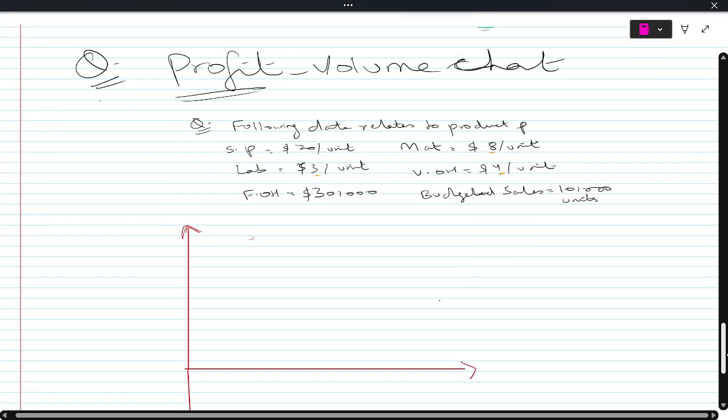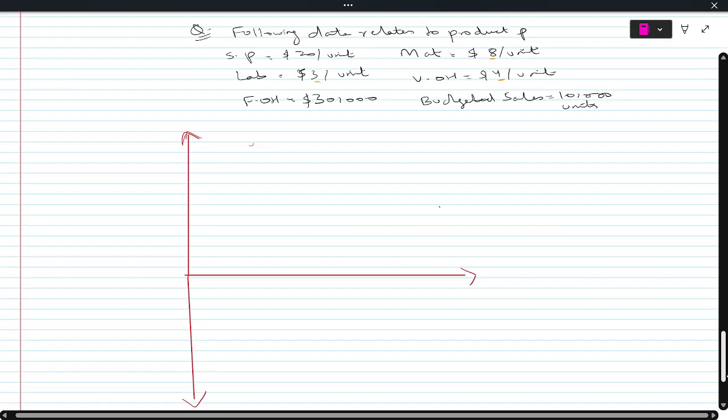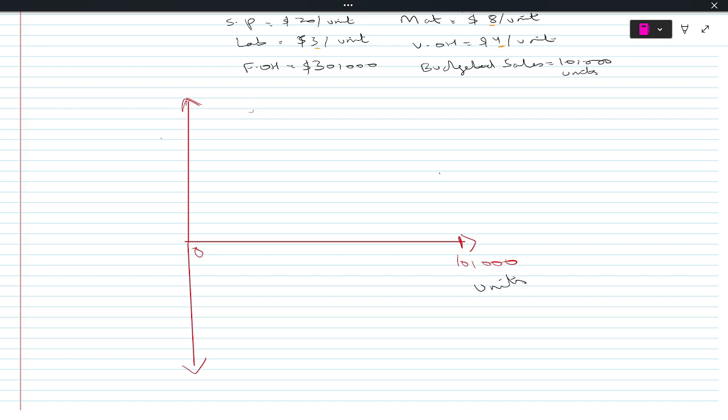So now we have our x-axis and y-axis ready. Remember that in the profit volume chart you extend your y-axis towards the negative sign, which means downwards, but only for the y-axis. You don't need to do that for the x-axis. Now the x-axis starts from 0, and the highest value of the x-axis is going to be your budgeted sales units that is given to you in the question, 10,000. Pretty much the same as we discussed in our break-even chart and contribution chart.